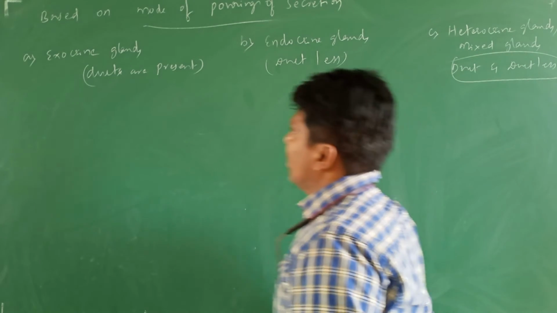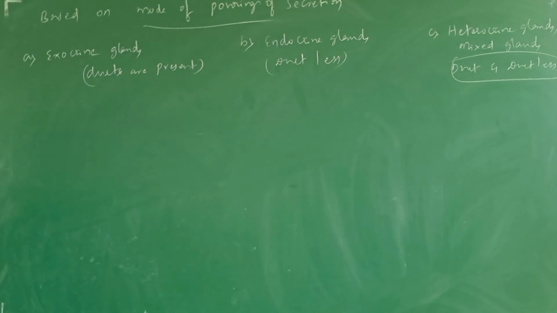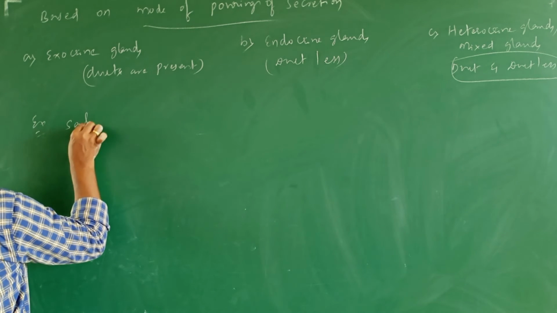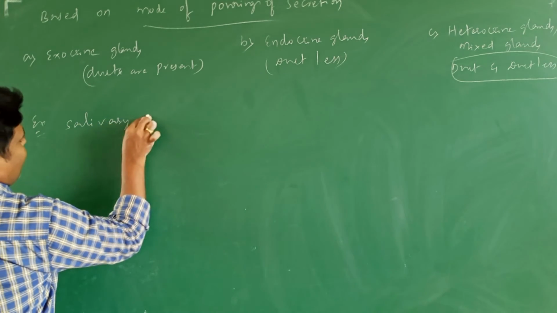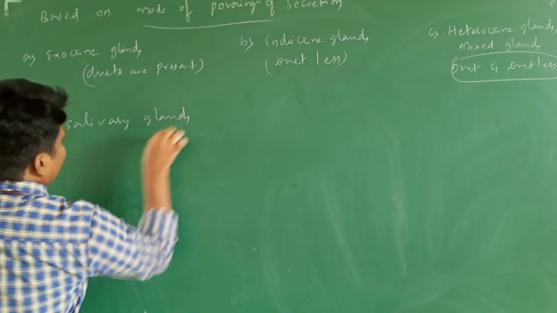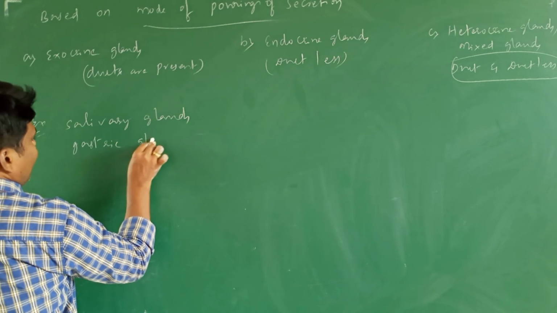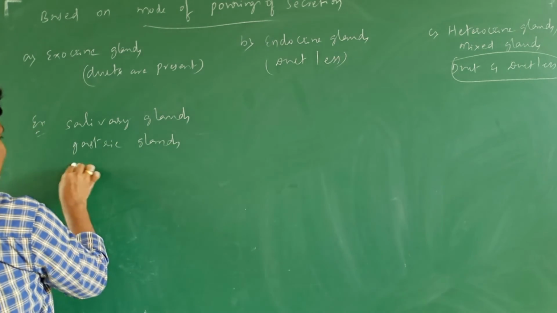Exocrine gland examples: salivary glands, gastric glands, intestinal glands.